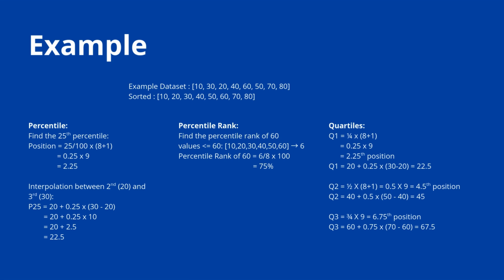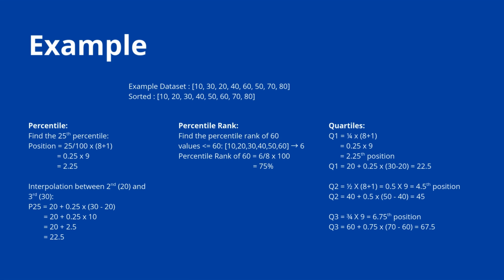Now let's calculate a percentile rank. Here we are finding the percentile rank of 60. First we select all the elements which lie below 60. There are a total of 6 elements including 60. The percentile rank formula is the number of values less than or equal to the score divided by the number of values in the data set, times 100. So 6 elements which lie at or below 60, divided by 8 total elements, times 100, is 75 percent.